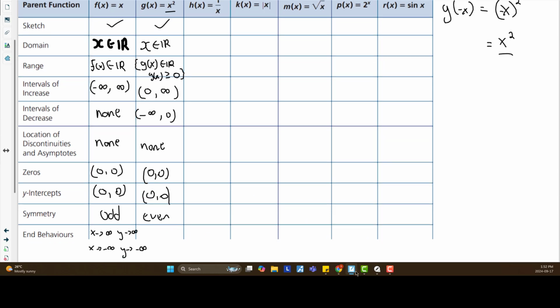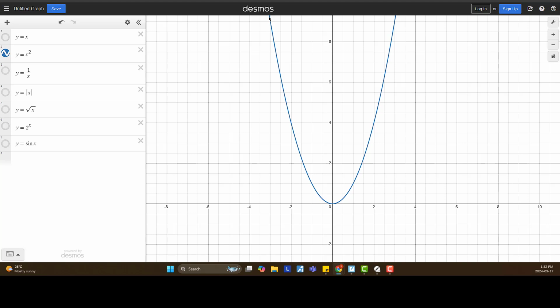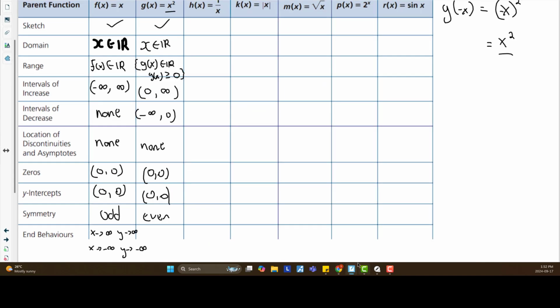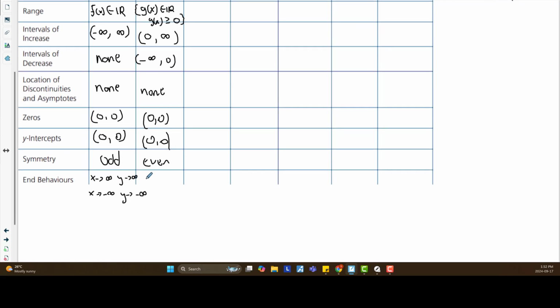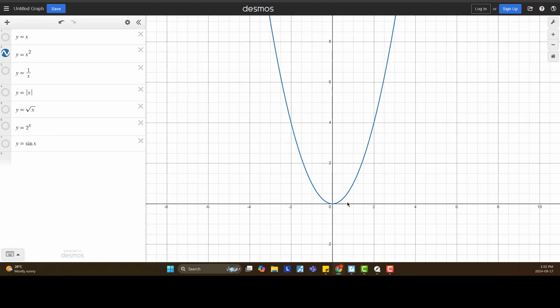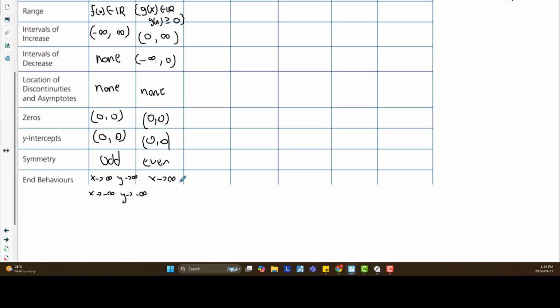End behaviors. End behaviors, once again, there would be two arrows moving on, one to the left, one to the right, showcasing that this function is continuing on forever. Because it does continue on forever, we can write our end behaviors. So when x goes to positive infinity, what's happening with y? When x is getting bigger and bigger and bigger, what's happening with y? Well, y is getting bigger and bigger and bigger. So when x goes to positive infinity, y also goes to positive infinity.